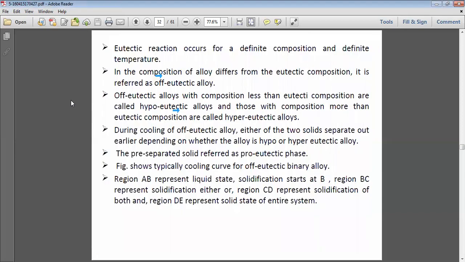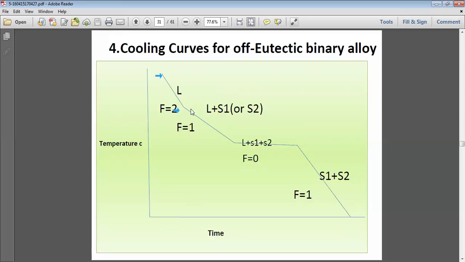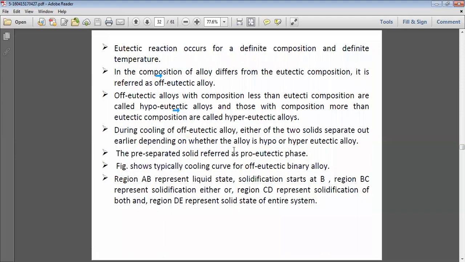Region BC represents solidification of either one, and region CD represents solidification of both. In region BC, one of the solids is being solidified, and in the second stage, CD, both of the liquids are being solidified.